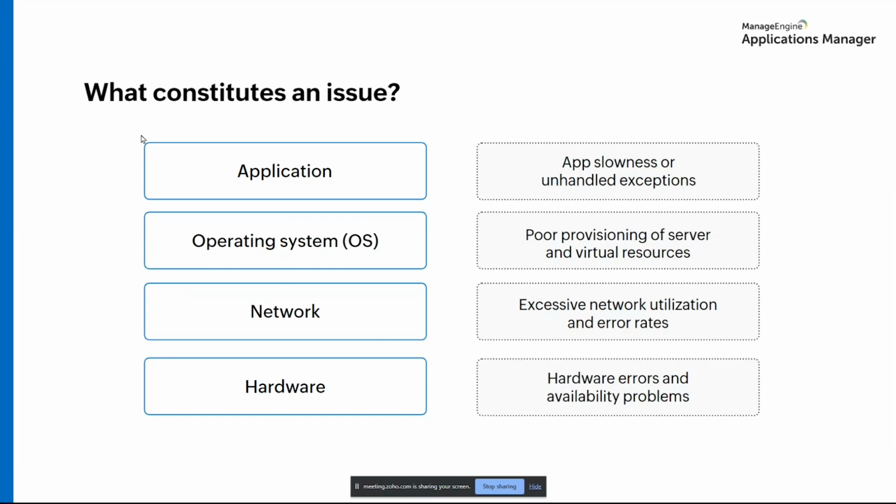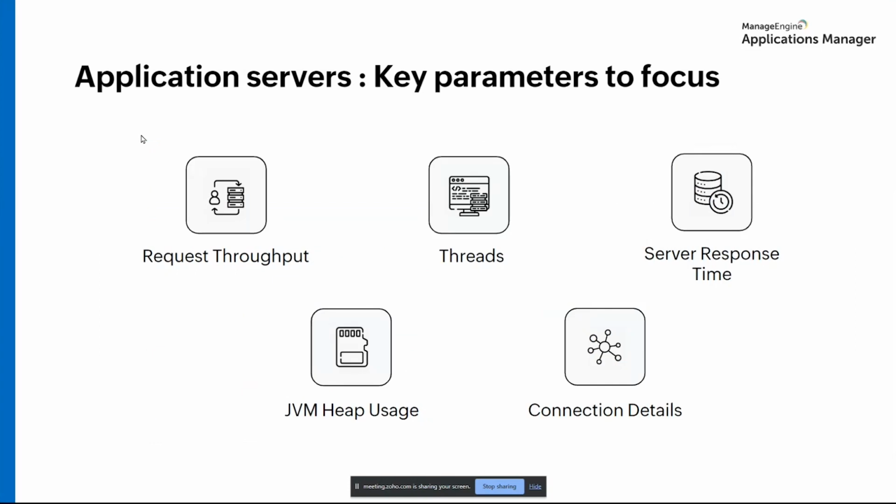Now, to ensure optimum performance, it is important to understand the key metrics you need to track, no matter which environment your applications are running on, whether it's on premise, private cloud, public cloud, or even hybrid cloud. Now, let's take a look at the key parameters you need to focus on for application servers and databases.